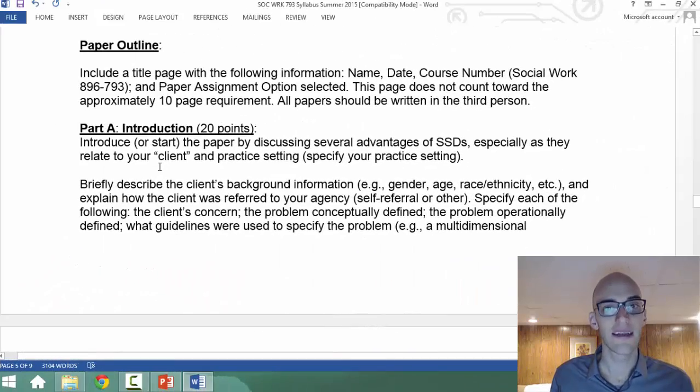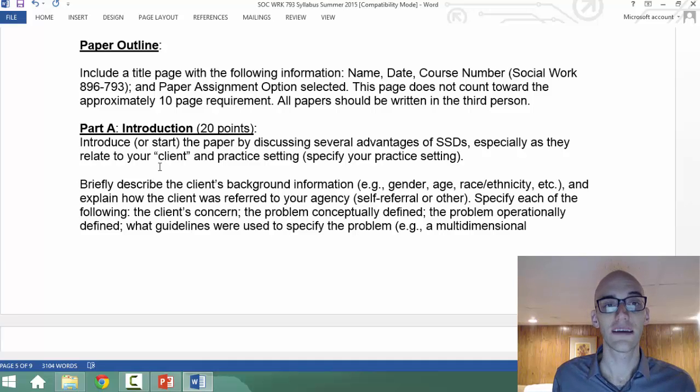So your paper outline, again, everything needs to include your name, date, course number, follow APA format, no more than 10 pages, and should be written in the third person. And for your short assignments, they're going to have this as part of them.